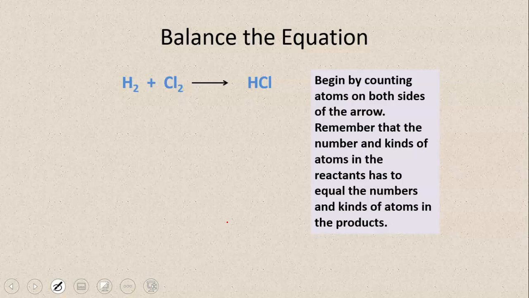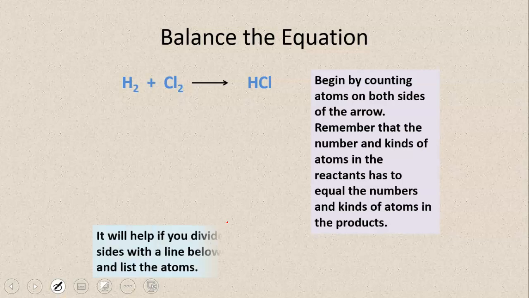So we're going to begin by counting atoms on both sides of the arrow. Remember, the arrow is our dividing point in the equation. It divides one side from the other, the reactants from the products. And you also need to remember that the number and kinds of atoms in the reactants has to be the same as in the products.